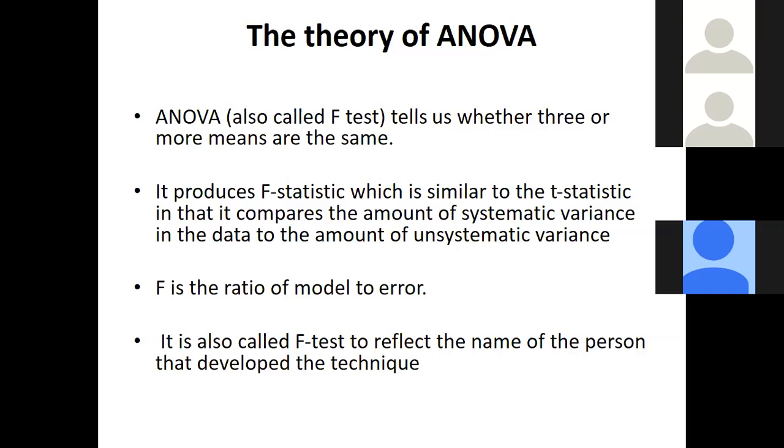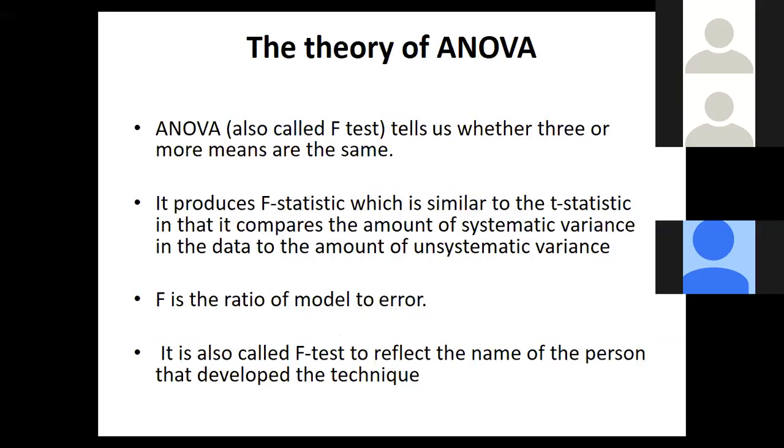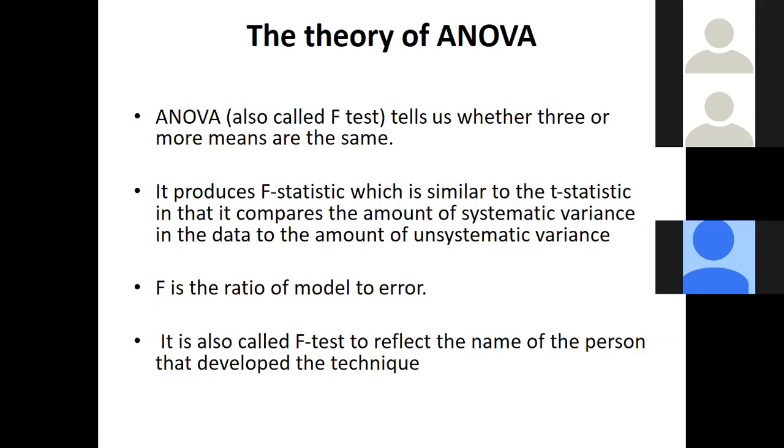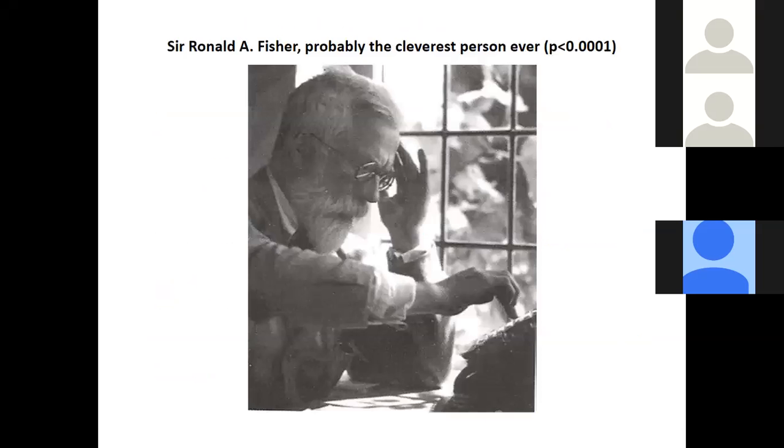So in this case, when they call it the F ratio, we are dividing things of the same kind. Though they are two different things, they are the same kind. That gives us a dimensionless value, which is a ratio. It is called the F test to reflect the name of the person: Fisher, Sir Ronald Fisher.